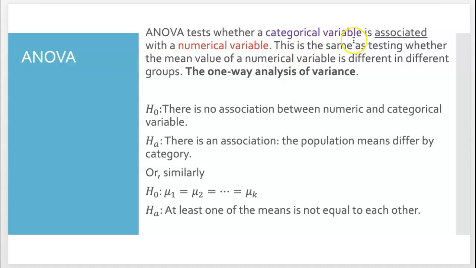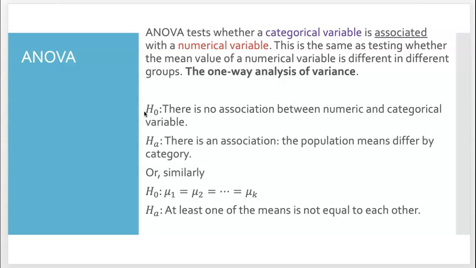So really this test for association is the same as testing whether the mean value of a numerical variable is different in different groups. And what we call this is a one-way analysis of variance. The reason they call it one-way is because we're only looking at one categorical variable. We can actually add more categorical variables if interested, but for now we just do one way.